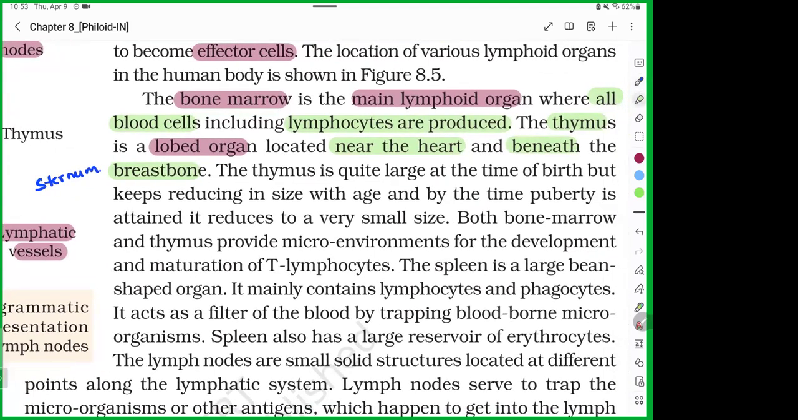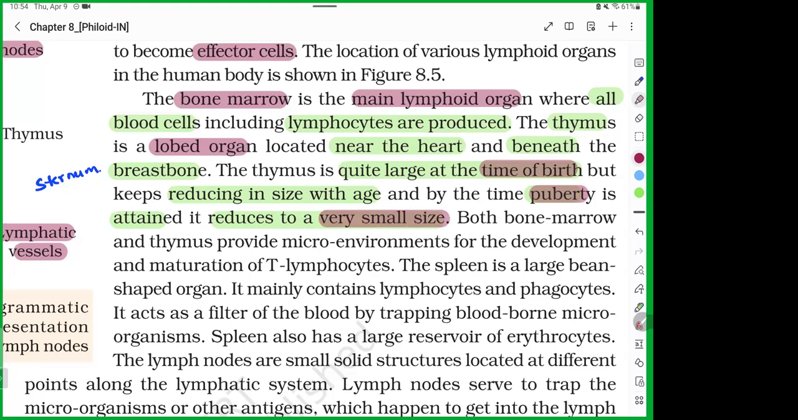Thymus is quite large at the time of birth, but keeps reducing in size with age, and by the time puberty is attained, it is reduced to a very small size. So at the time of birth, the thymus is biggest. Then its size keeps on reducing.